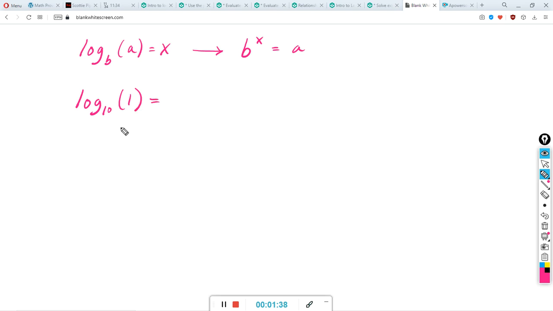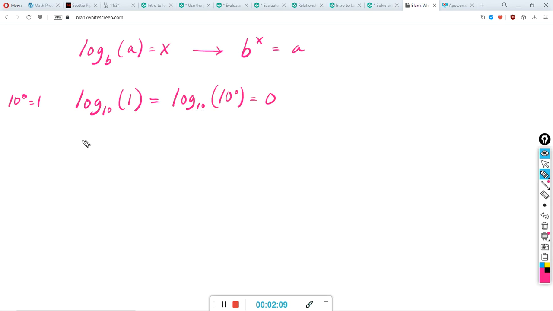We know that 10 to the 0 equals 1. So in place of 1, I'm going to plug in 10 to the 0. And you can see here the exponent is 0. So log base 10 of 10 to the 0 is just 0.